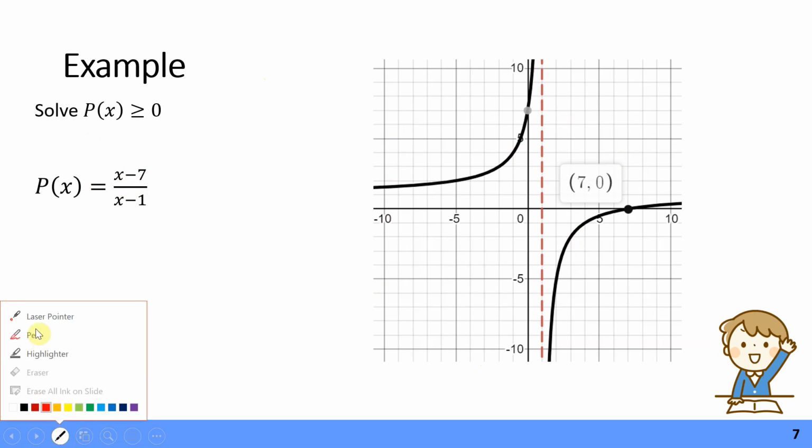So I'm going to go ahead and draw something here. And you're going to notice that my graph is, in some part, above the x-axis, and in another part, below the x-axis.